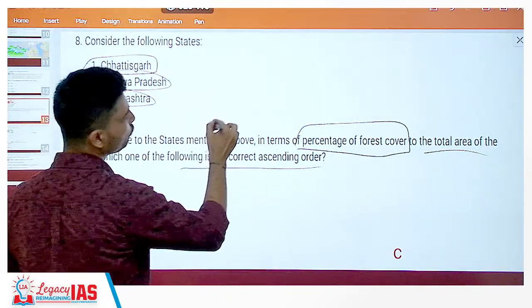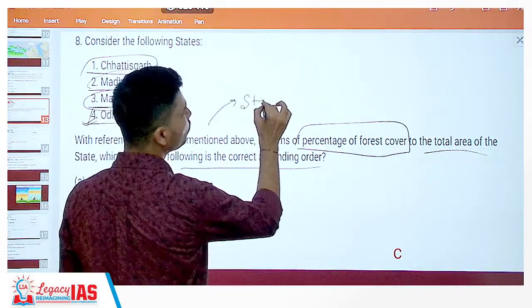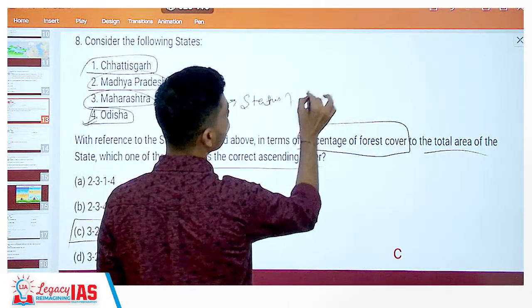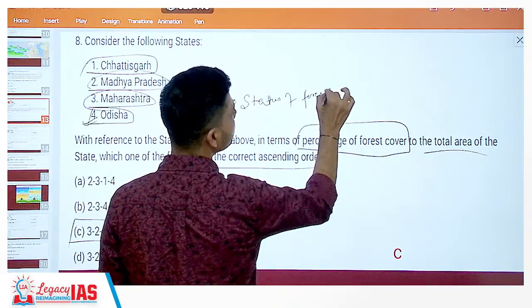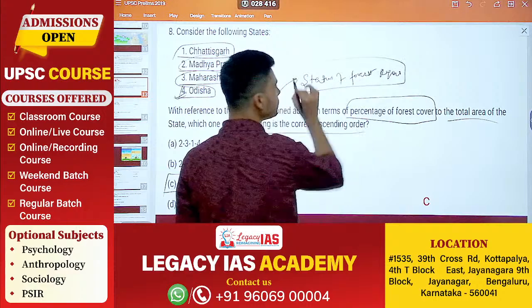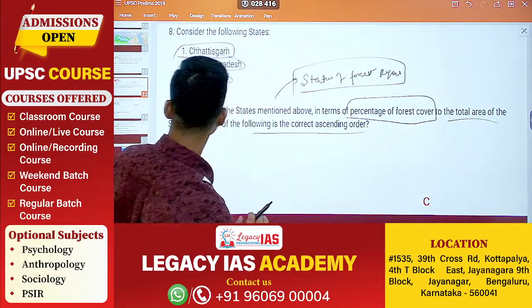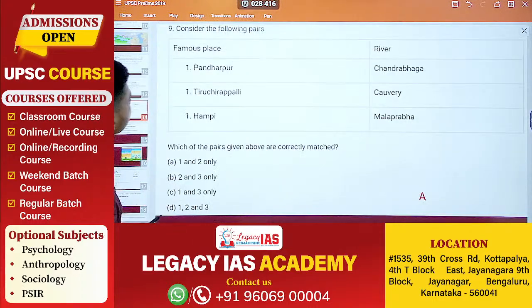Now, for these kinds of questions you can get the data easily from the India State of Forest Report, which is published every 2 years by the Ministry of Environment, Forest and Climate Change. So whatever changes are happening in terms of data, numbers and areas, that is easily given in these reports.